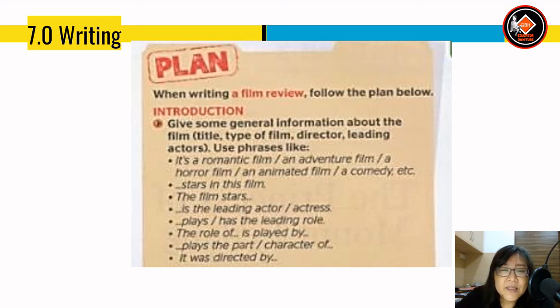Example, next one, plays or has the leading role. So who else can you mention? You can mention the actor's name, and then you can say he plays or has the leading role. The role of is played by. And the next one, plays the part character of. It was directed by Steven Spielberg. So these are some examples of introduction.